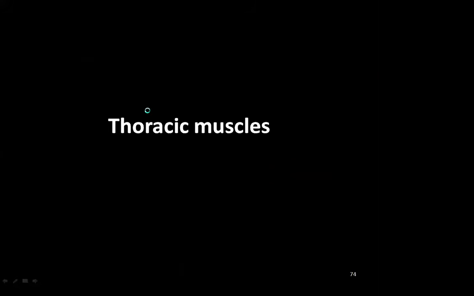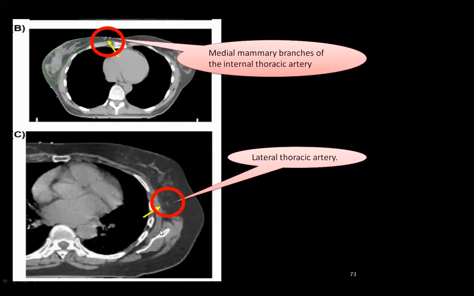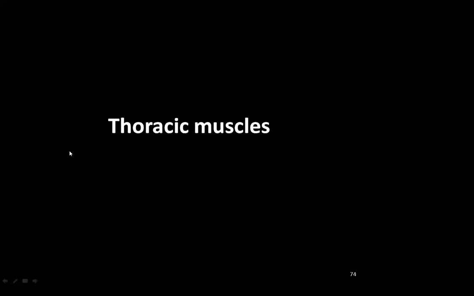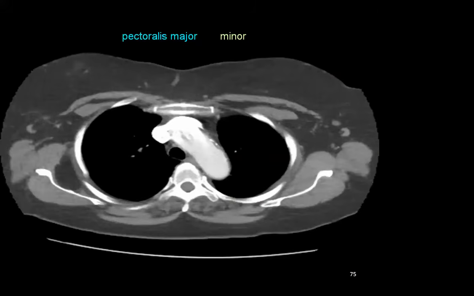These are mainly the vasculature structures I showed in the above slices. Now we will show the thoracic muscles. As you know, there are two muscles which are most important and play the main role in our daily practice.